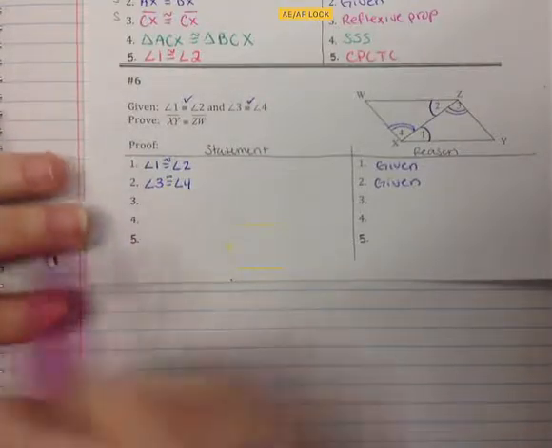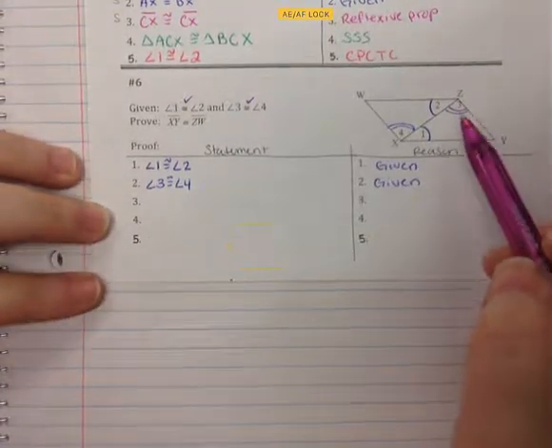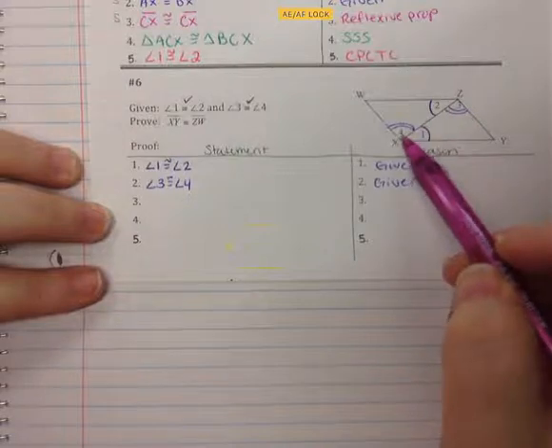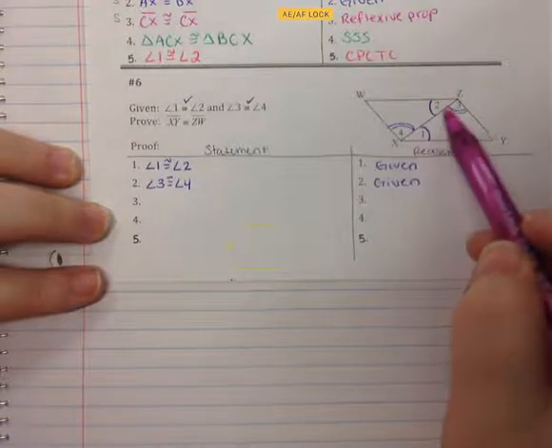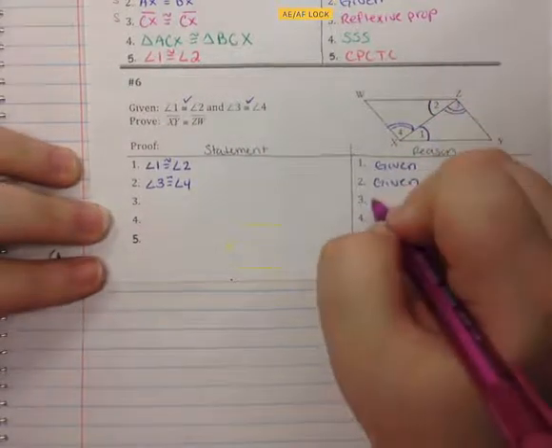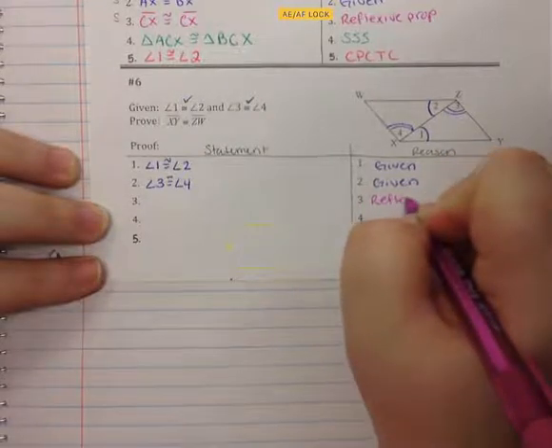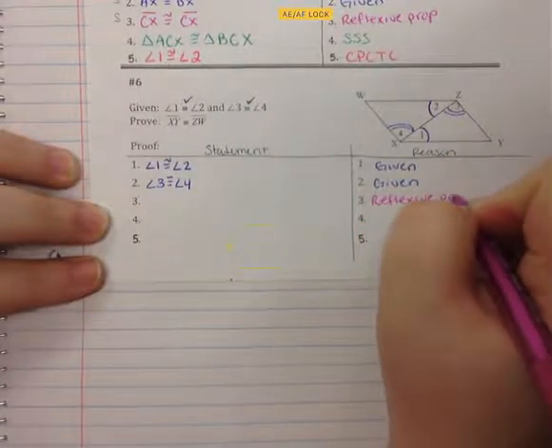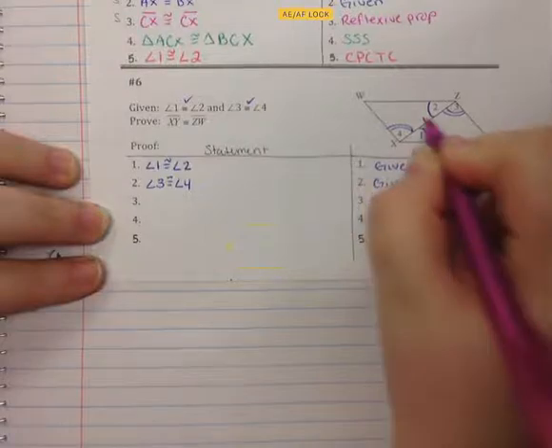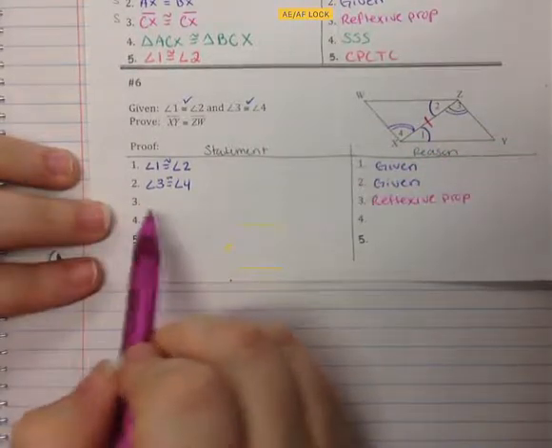So that means we go back to our picture. And if you look at our picture, these 2 triangles are touching at an entire side. That tells us that should be the reflexive property. So we can mark this side congruent. Now we just got to name it.